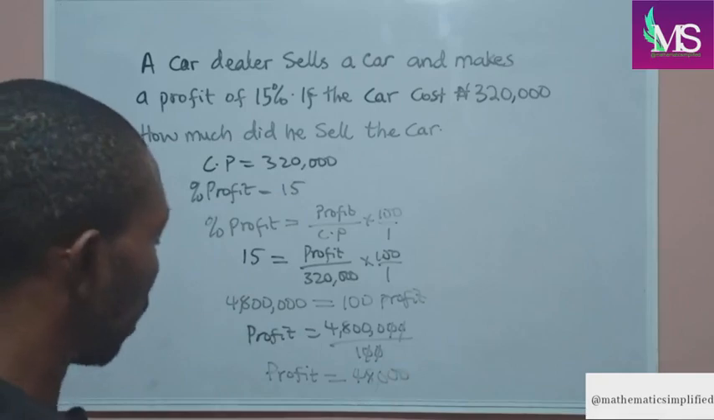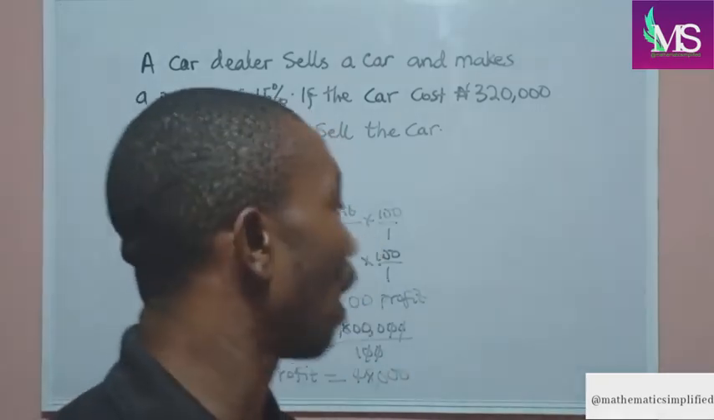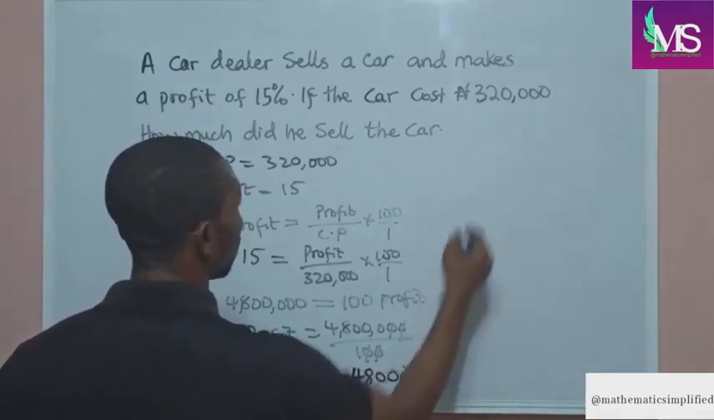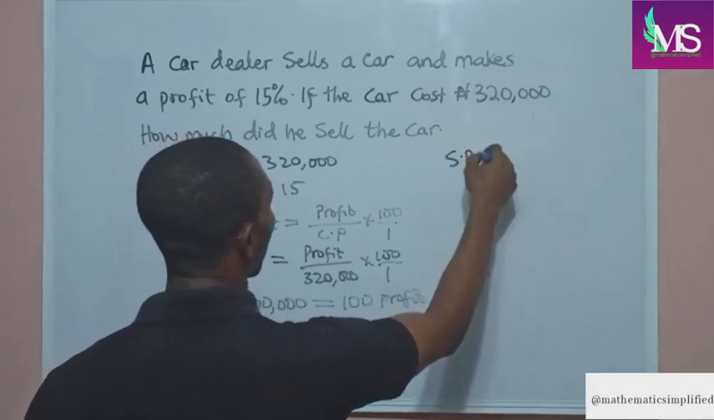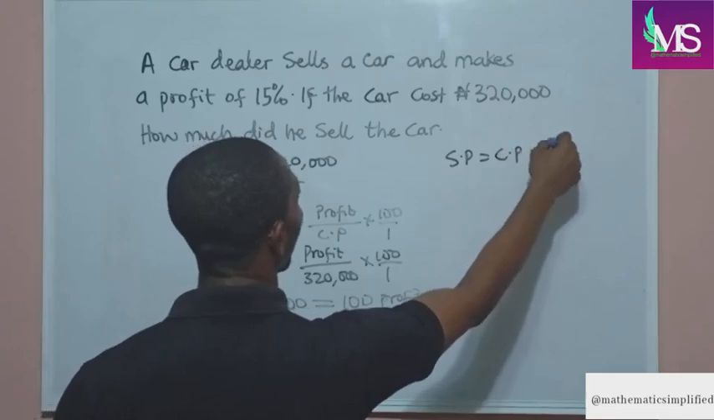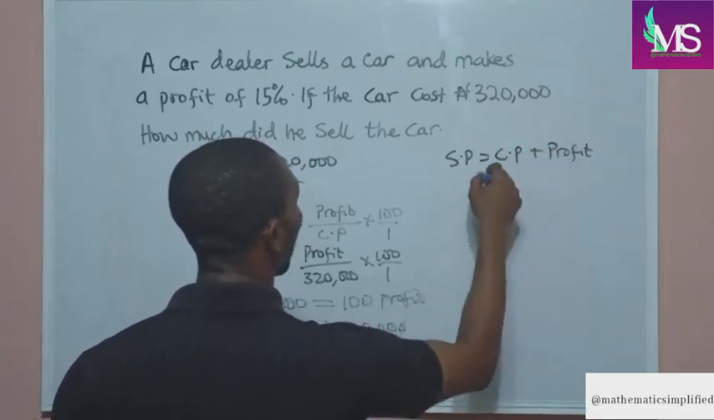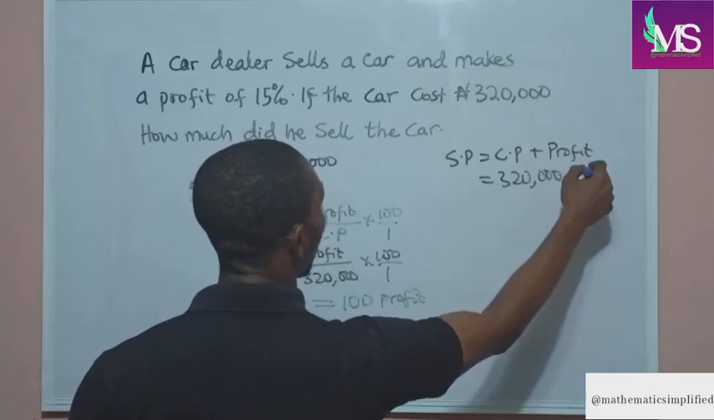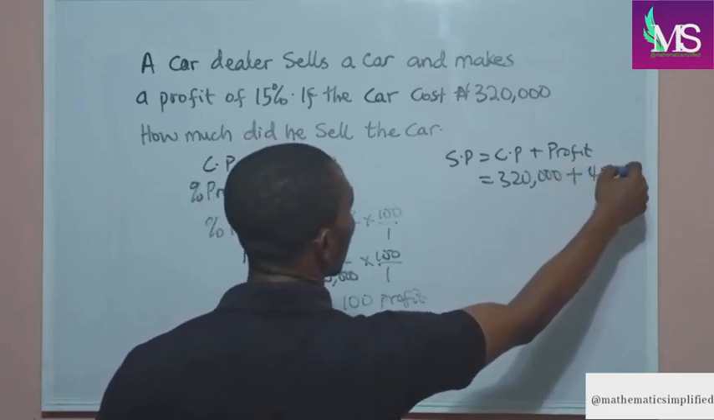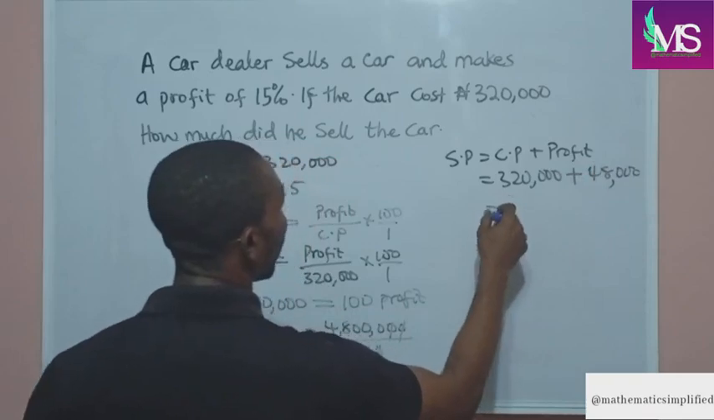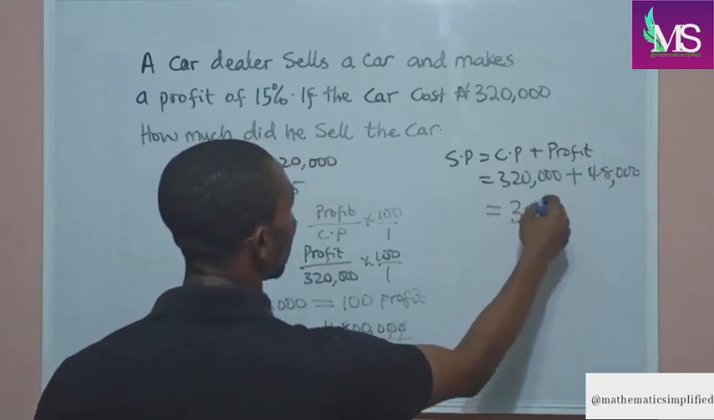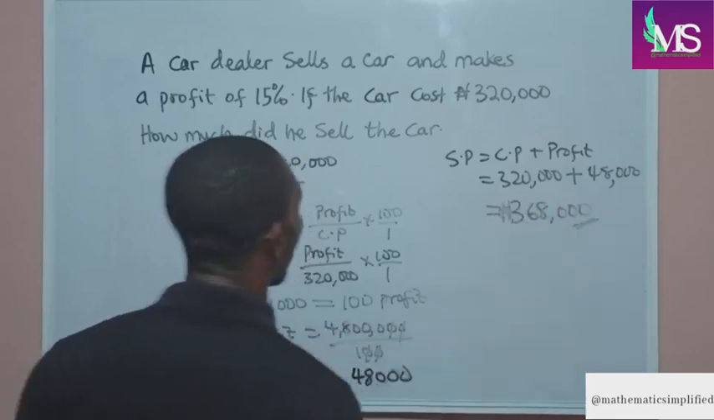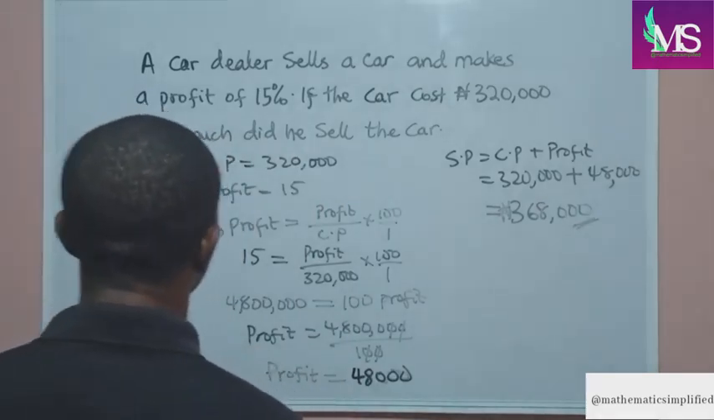If our profit is 48,000, now we know that selling price equals cost price plus profit. Our cost price is 320 and our profit is 48. So if we add it up, we have our selling price to be 368,000. So that is our selling price, 368,000.